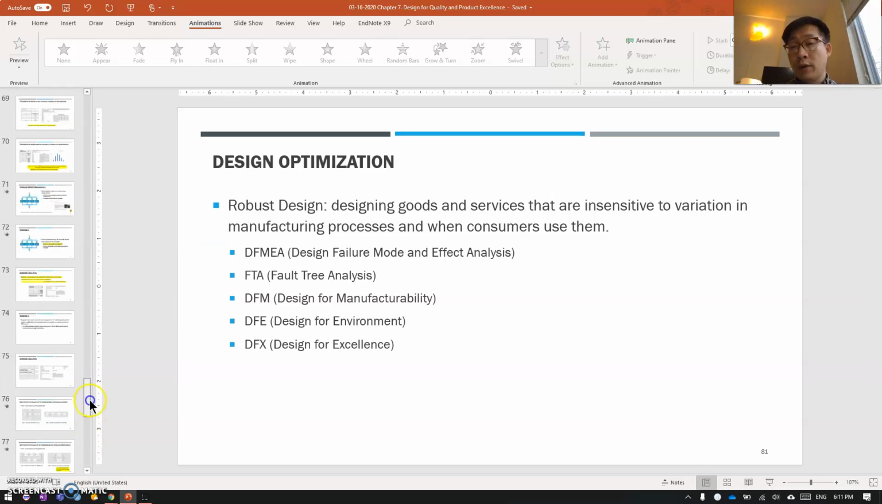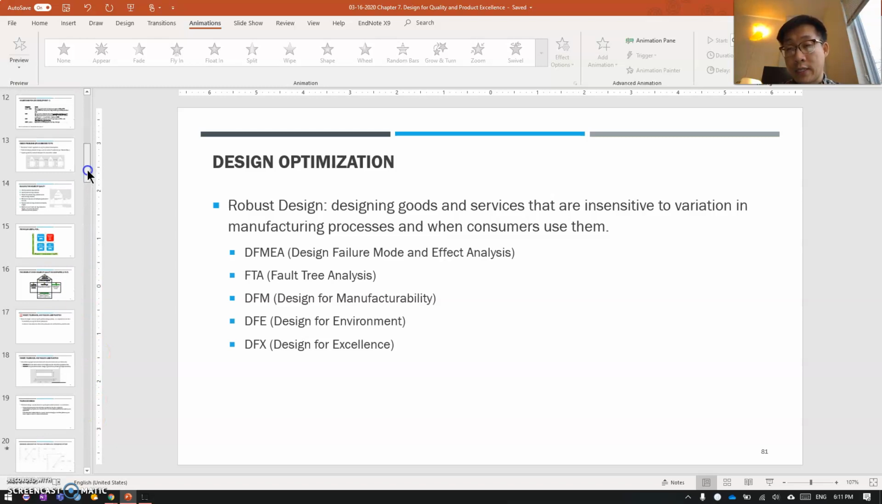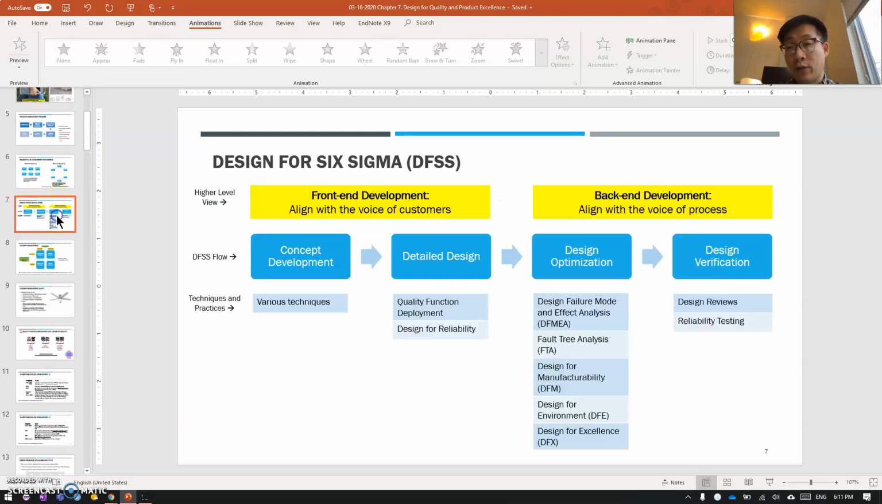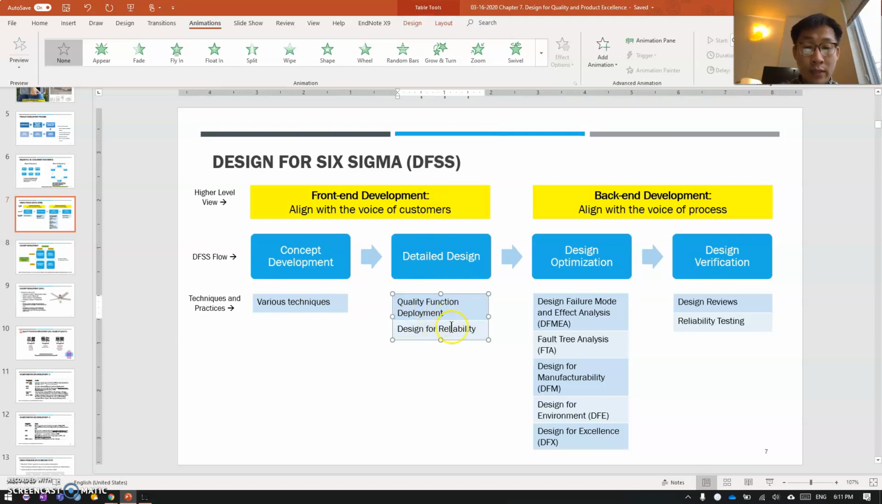So if you recall, we are so far following the design for Six Sigma pattern. Six Sigma has a lot of abbreviations like this. DFSS is nothing but design for Six Sigma. If you look at all of the things we've done so far, we are remaining in the design for reliability phase. But after reliability is determined, you move on to design optimization and design verification.